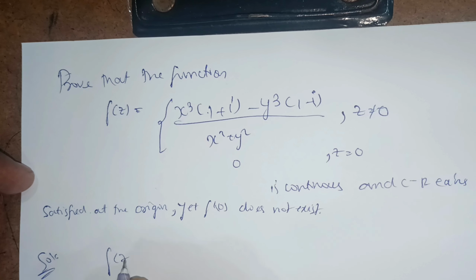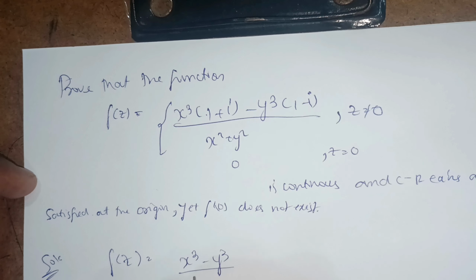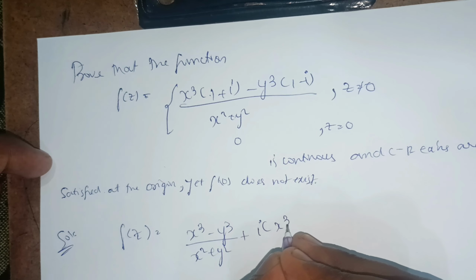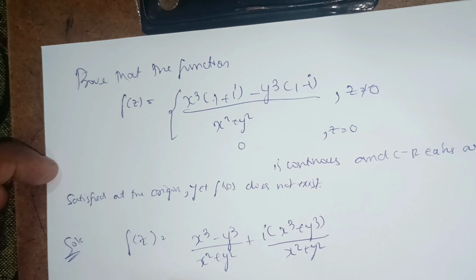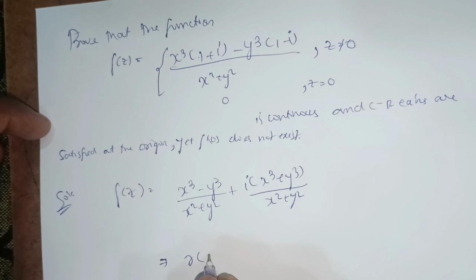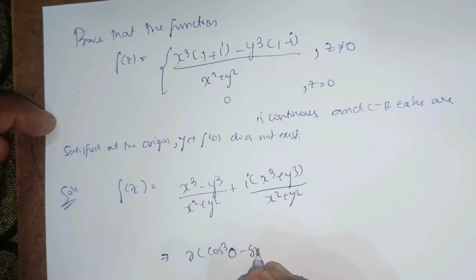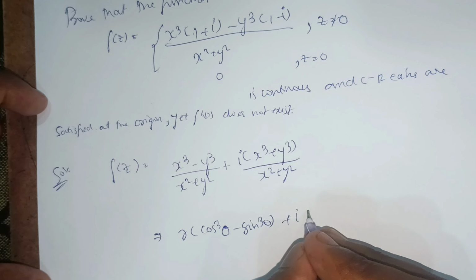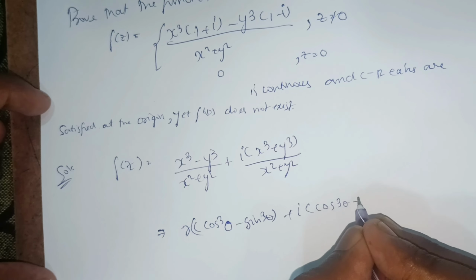Given f of z equal to (x cube minus y cube) by (x square plus y square) plus i into (x cube plus y cube) by (x square plus y square). Writing it in the polar form, we will get r into (cos cube theta minus sin cube theta) plus i into (cos cube theta plus sin cube theta). I am writing direct steps.